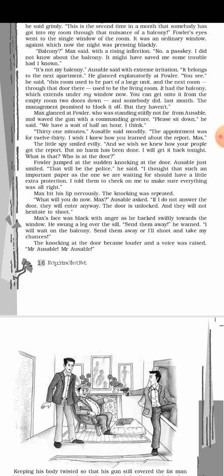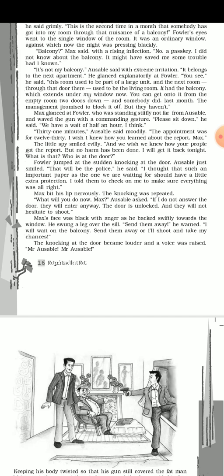Next paragraph. Fowler jumped at the sudden knocking of the door. So Ozable just smiled. "That would be police," he said. "I thought that such an important paper as the one we are waiting for should have a little extra protection. I told them to check on me to make sure everything was all right."